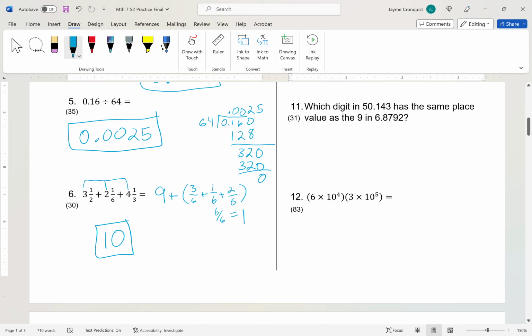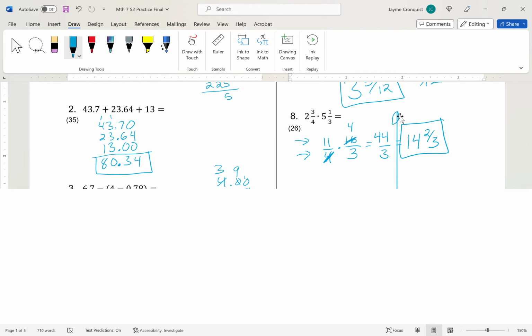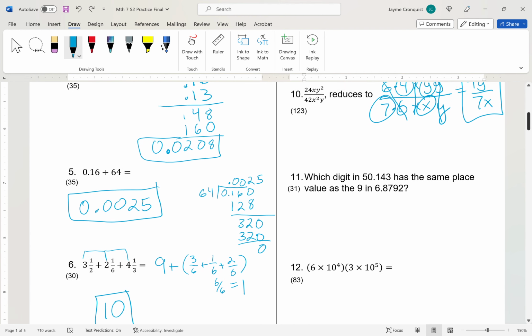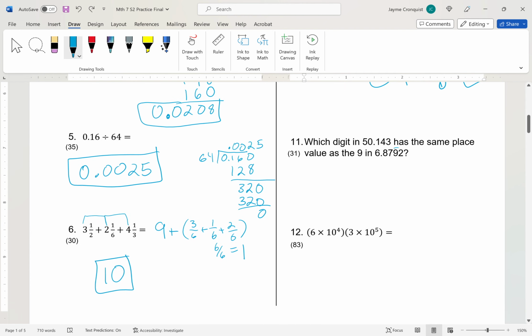Which digit in 50143 has the same place value as the 9? Well, the 9... Let's try that again. The 9 is the third below the decimal point. Third below the decimal point is 3. These happen to be thousandths. So the answer, though, is just 3. It just wants to know what number is in that same position.